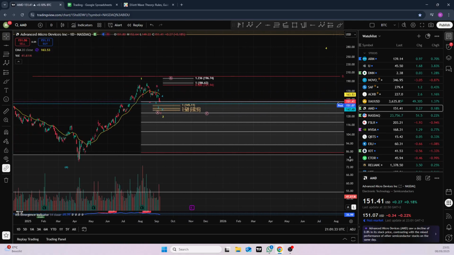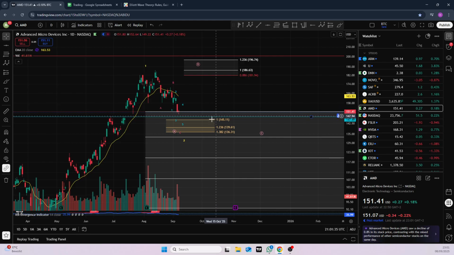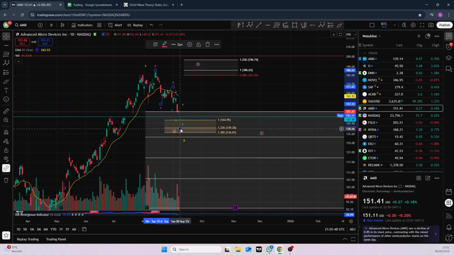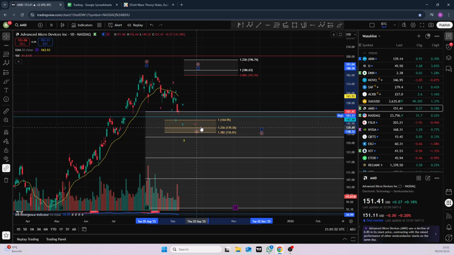So here I have this orange box, which I measured by taking the A wave with the B wave from the start of the correction from the high. The C wave has the 1-to-1 as a very nice target fit. In this case, it's in confluence with this gap here, which will get closed if price reaches this area.